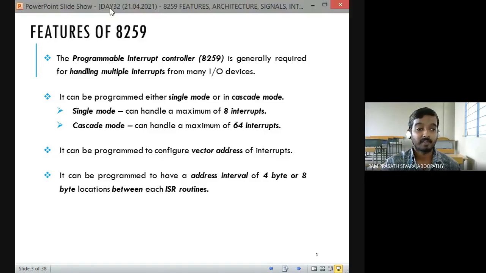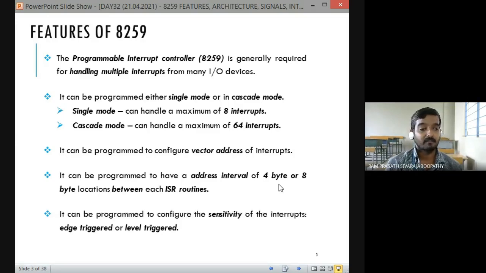So what about the address interval between these two software interrupts? How many bytes of space are there between the two interrupts? 8. So that is fixed. Clear? In the case of the 8085 microprocessor, all interrupts are assigned vector addresses with a fixed interval. Here we have a provision for a 4-byte or 8-byte interval between each vector address. So each vector address can be spaced at a 4-byte or 8-byte interval.